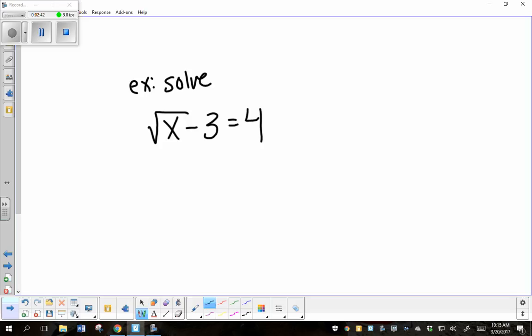Alright, so here's our first equation. It's a pretty simple one. Square root of x minus 3 equals 4. Keep in mind, this minus 3 is not in the square root, so we're just solving these like normal equations, like the first thing we did in the beginning, when we were solving equations. Remember we used to put a line through the equal sign. You don't have to do that, but you can. I think it's helpful.